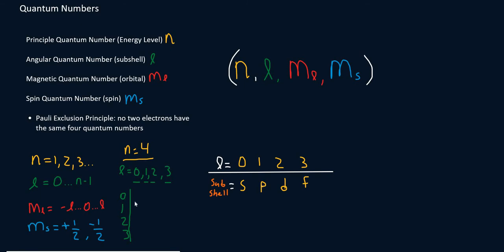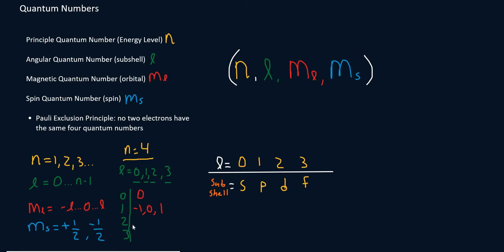So when your L is equal to 0, your m sub L is going to be equal to 0. That's the only option for L equal to 0. When your L is equal to 1, we're going to go from negative 1 to 0 to positive 1, because for the m sub L, we go negative L up to 0 up to L. So for L equals 1, we go negative 1 up to 0 up to 1.